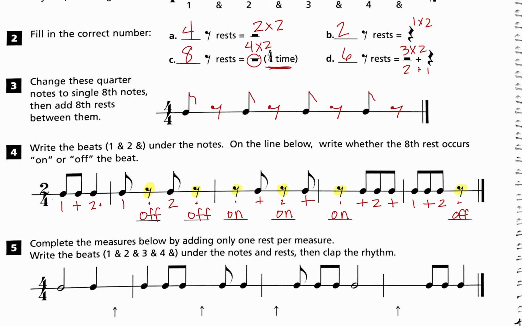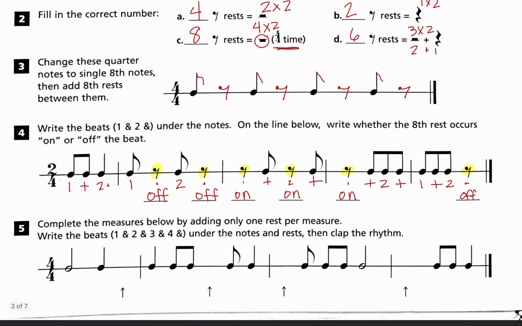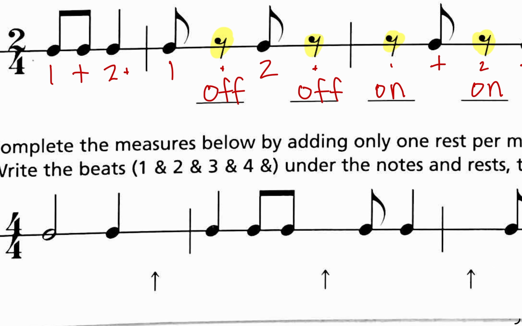Okay, now it wants us to complete each measure by adding only 1 rest and then write in our counting. So we're going to start with our counting. 1 and 2 and 3 and. So we need a rest that's going to give us our 4 and. So 1 rest that gives us a quarter of the measure is going to be a quarter rest.